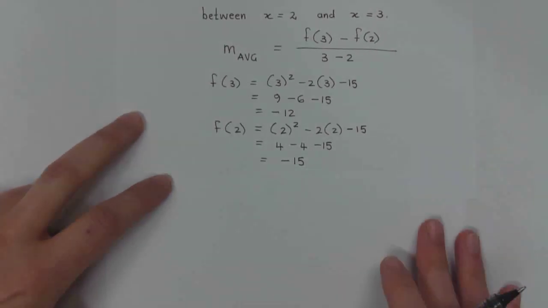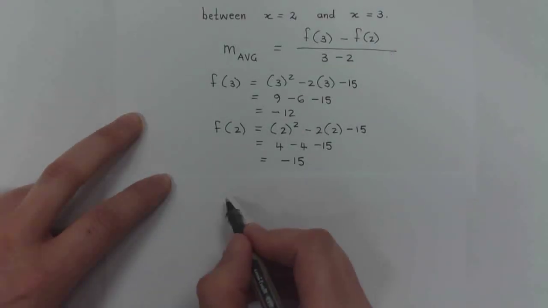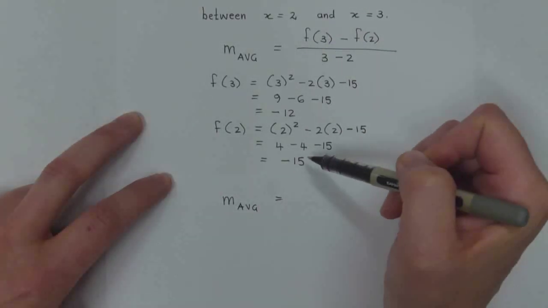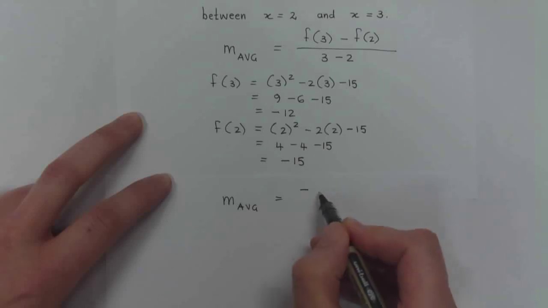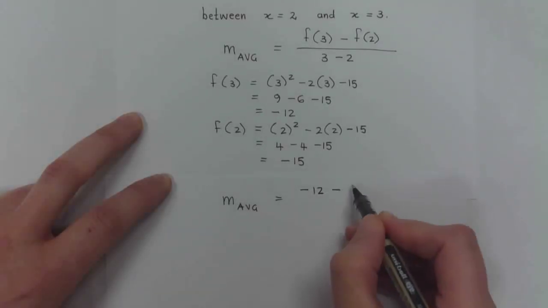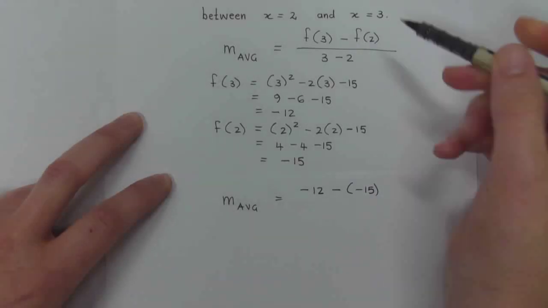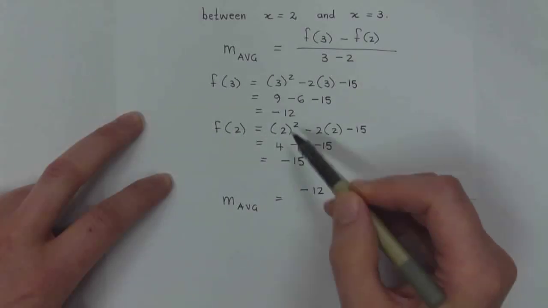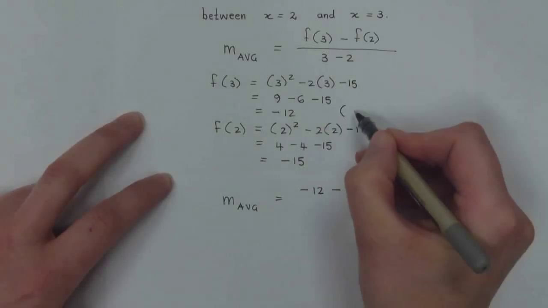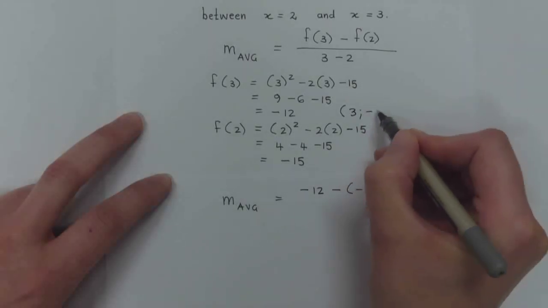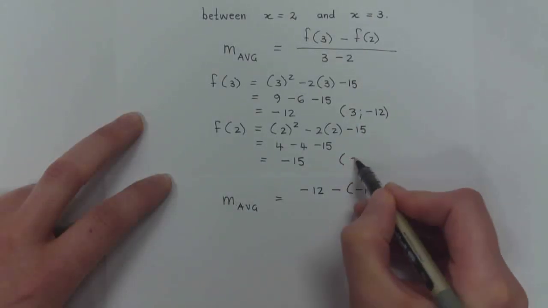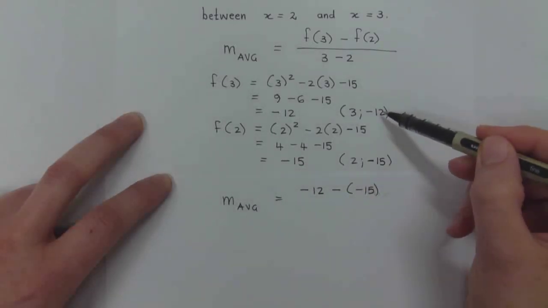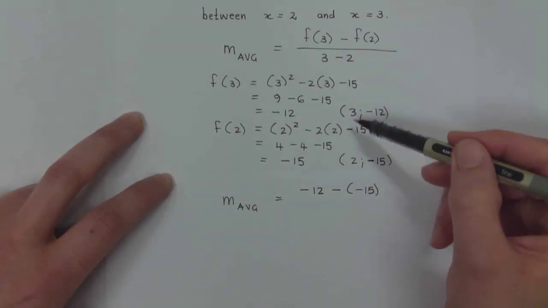Now we can sub it into this part right there, which says the average gradient is equal to f of 3, which we've established is negative 12, the y coordinate where x is equal to 3, minus negative 15, which is f of 2, the y coordinate where x is equal to 2. If this confuses you, you can always say this is the point 3, negative 12, which is a point on the graph, and this is the point 2, negative 15, which is a point on the graph, and that's pretty much where we're getting y2 minus y1 divided by x2 minus x1.